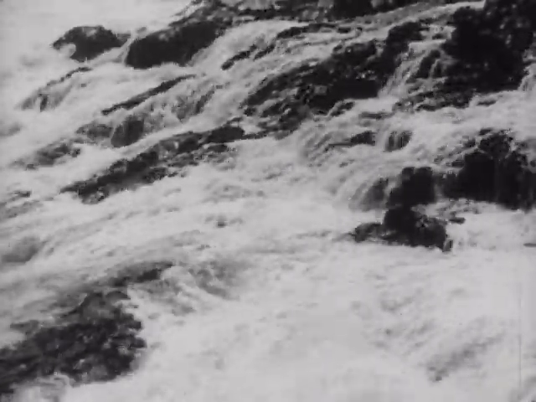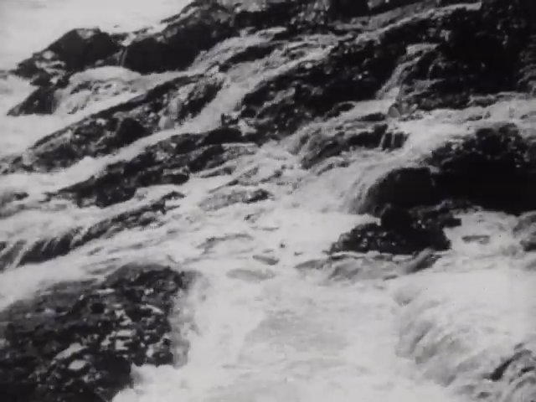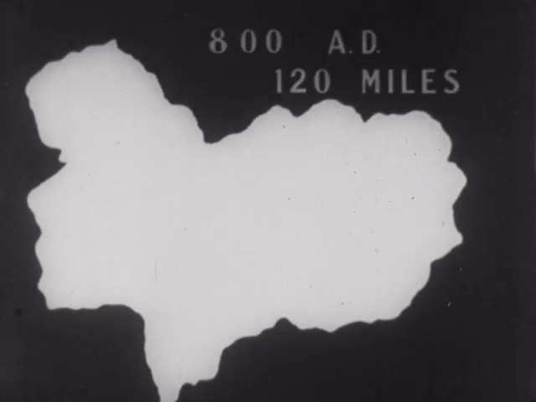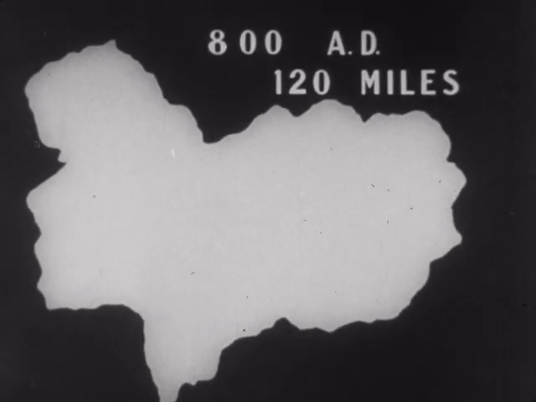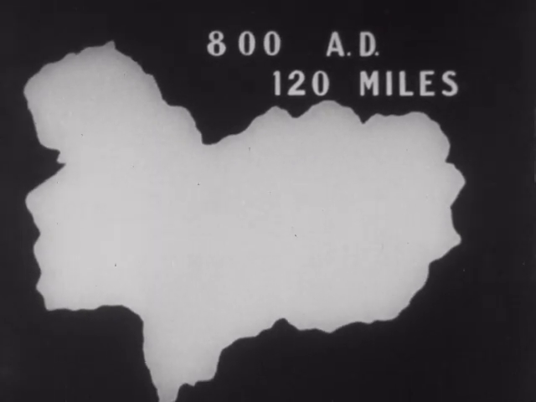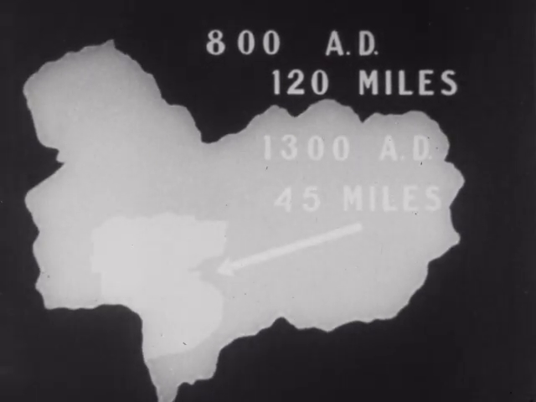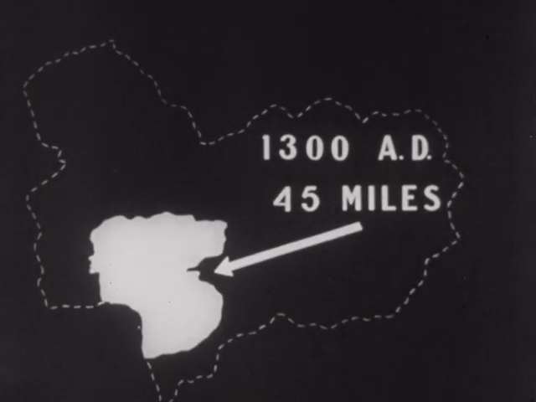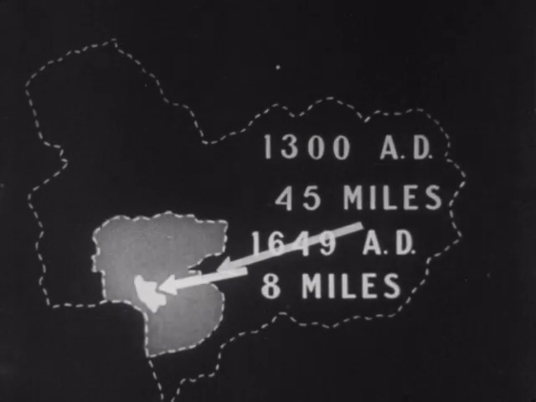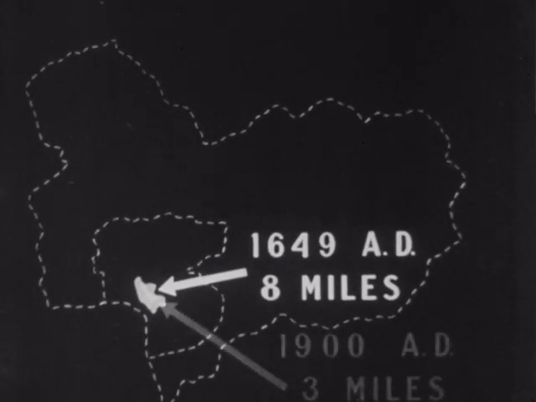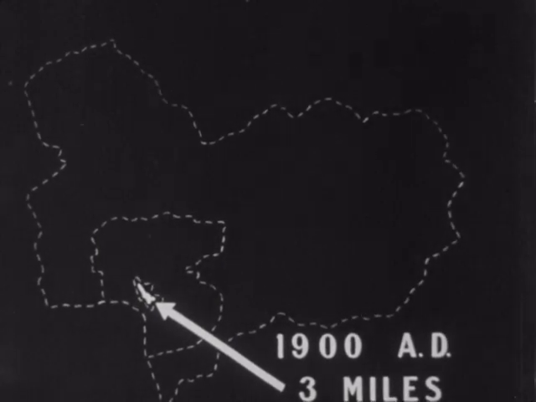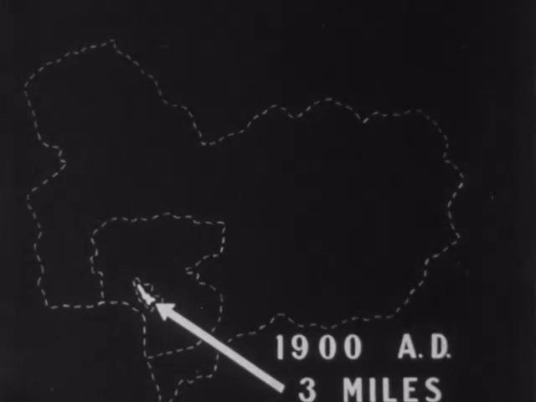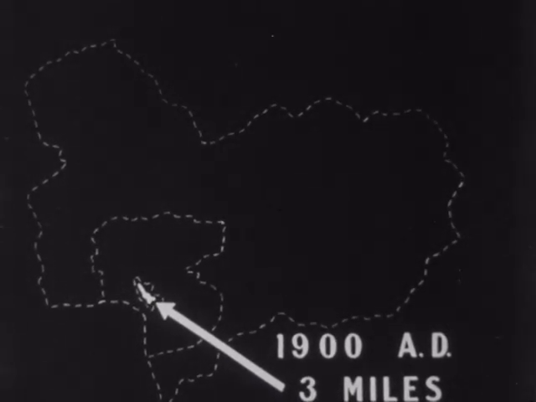A good example of this is an island in the North Sea, which has almost disappeared in the memory of man as the waves attacked it. In 800 A.D., the distance around the island was 120 miles. By 1300, it measured only 45 miles. By 1649, it was 8 miles, and by 1900, it was a small cliff of rock only 3 miles around.